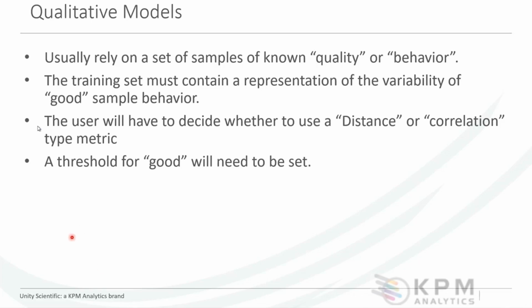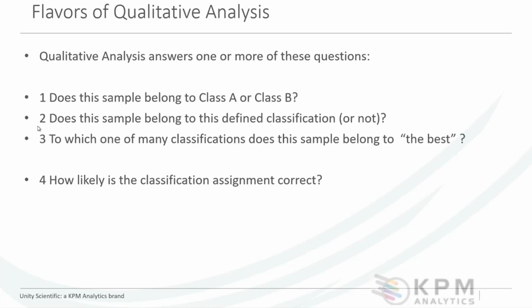How we classify that, we will determine which scale we're going to use or which metric type, either a distance or correlation. And depending on whichever metric we use, we will also want to set a limit or a threshold for where good would be set. In the background, all of these measurements are actually numeric measurements. We're measuring a degree of similarity, and then we are determining a pass or fail. So, different types of qualitative analysis.